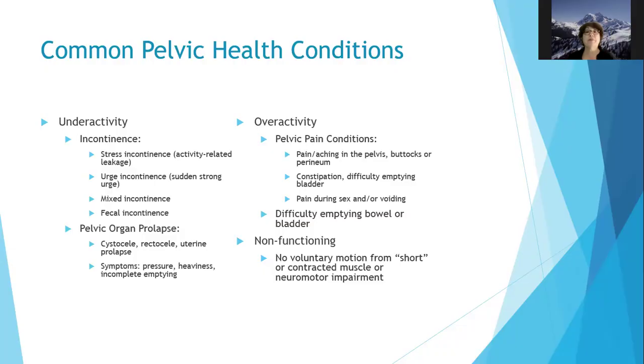A non-functioning pelvic floor can either be caused by shortened, overcontracted muscles. So that's almost like extreme overactivity, if you want to think of it that way, or neuromotor impairment. So you had a spinal cord injury, or you had a stroke, or you had something that is causing those muscles not to function because of a neurological problem.